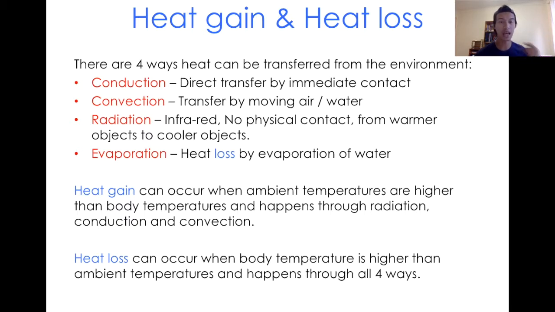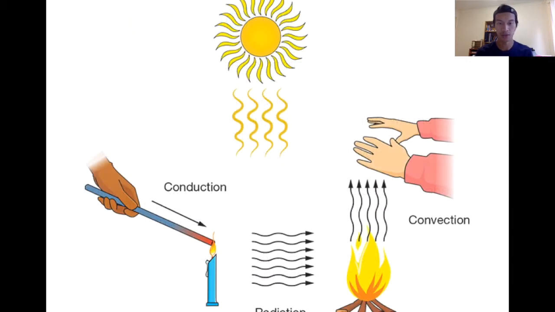Right? So heat gain can occur when ambient temperatures are higher than the body temperature. Right? And so radiation, conduction, convection can all happen as a method of heat gain. Whereas heat loss can occur through all 4 of those different ways. Okay, and so here's just an example of a few of them. So conduction is direct contact, radiation from the sun, convection, the movement of air currents and water currents, and then also radiation, the infrared coming out from the fire as well.